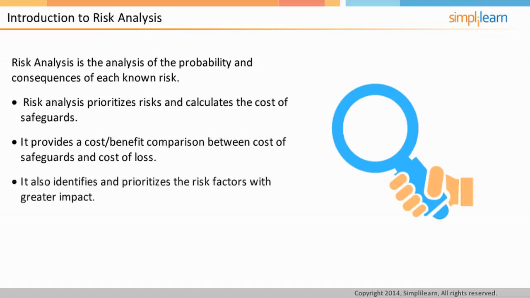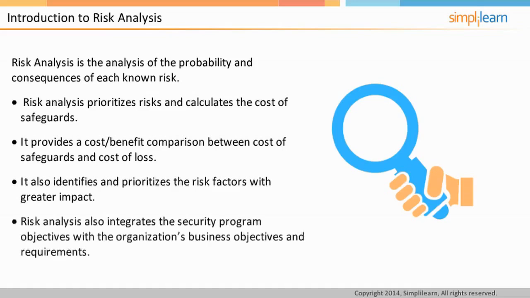It helps in identifying and prioritizing the risk factors with greater impact. The priority level of the risk is determined by combining estimates of probability and consequences. Risk analysis also helps in integrating the security program objectives with the organization's business objectives and requirements. It also helps the company to draft a suitable budget for a security program and its essential security components. The next screen will focus on goals of risk analysis.